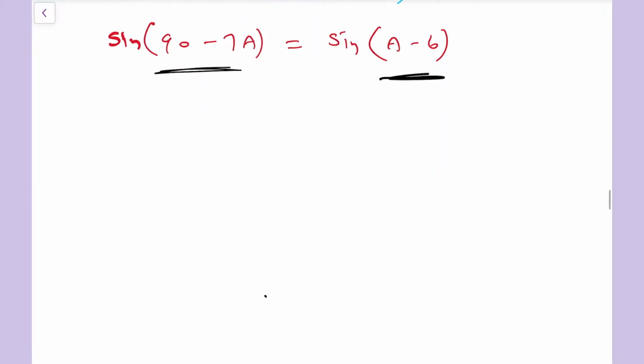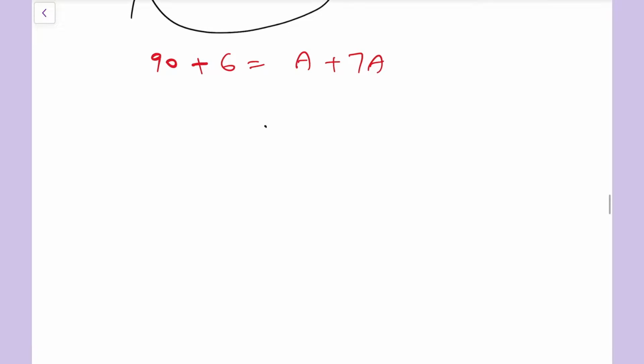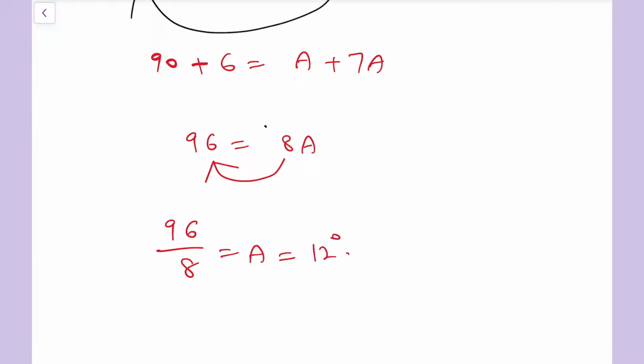By comparison, 90 minus 7a equals a minus 6. I will take this minus 6 to the left side and minus 7a to the right side. So 90 as it is, minus 6 will become plus 6, is equal to a, as it is, minus 7a will become plus 7a. 90 plus 6, 96, equals a plus 7a, 8a. Taking 8 to the left side, 96 divided by 8 is equal to a. Then a value is 12 degrees, or else simply 12.